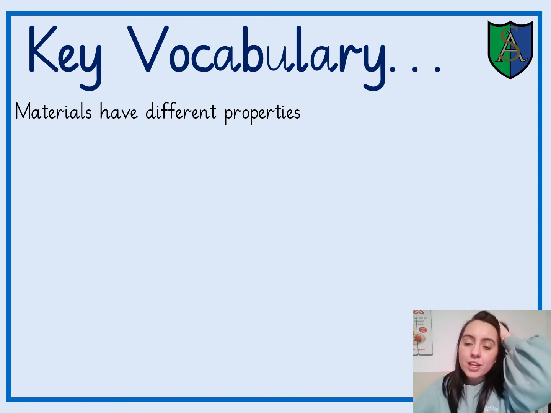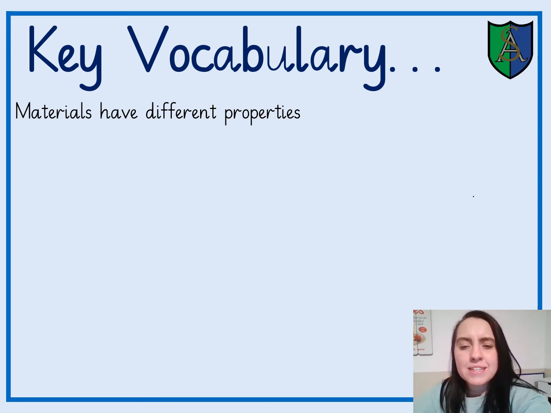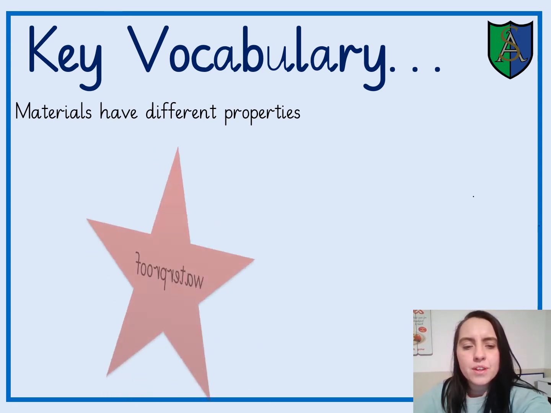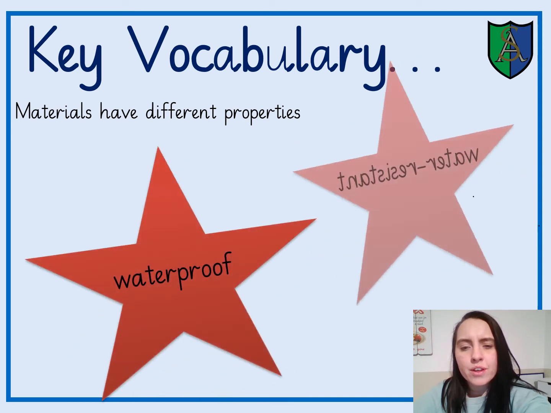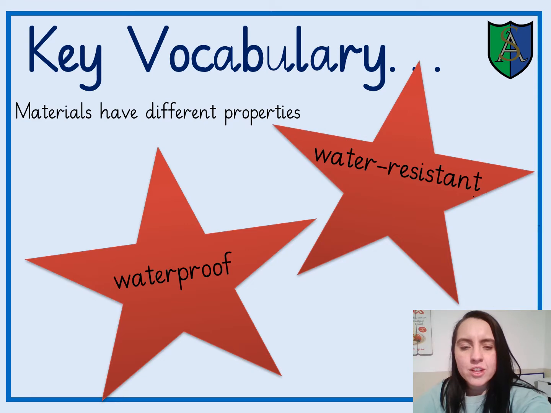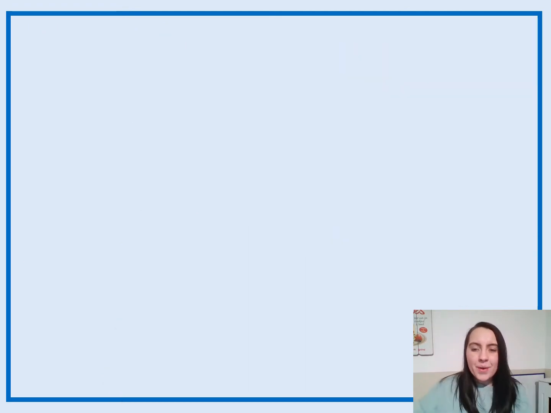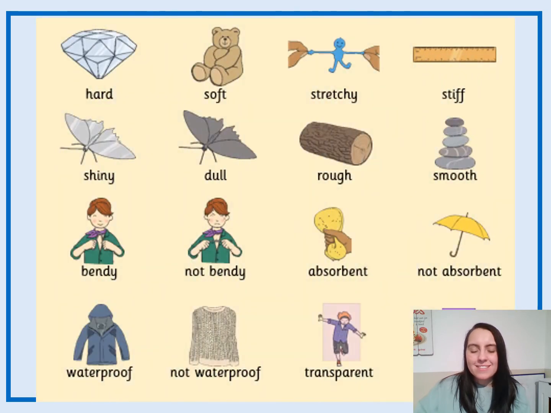We're going to pay close attention to these two properties that you can see now on your screen. Waterproof and water resistant. So there are two key words that we are going to be focusing on in today's lesson, because we're going to be looking at which materials are waterproof and water resistant. Okay children, as I was explaining on the last slide, materials have different properties. Here are some other properties that you might explore when you're describing different materials, okay?